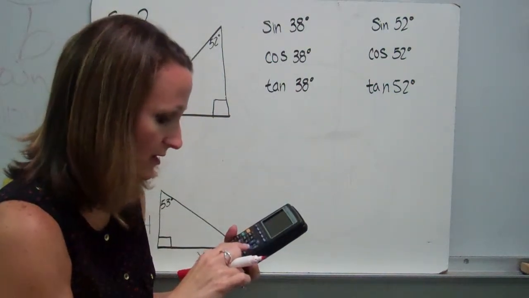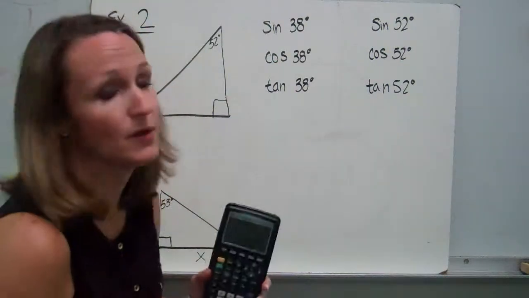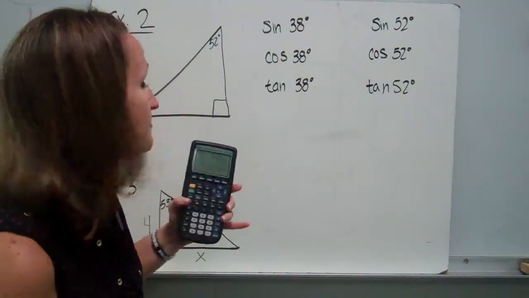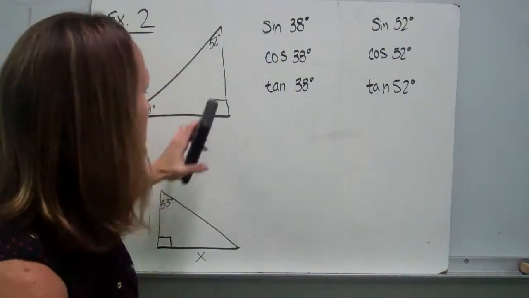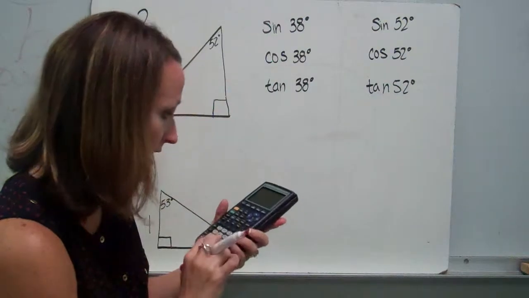Whoops, I just moved mine out of degrees. Enter. And then clear it and get it out. So always make sure you're in degrees when you're dealing with sine, cosine, and tangent. So if we want to find the sine of 38, we simply push in sine of 38 and hit enter.